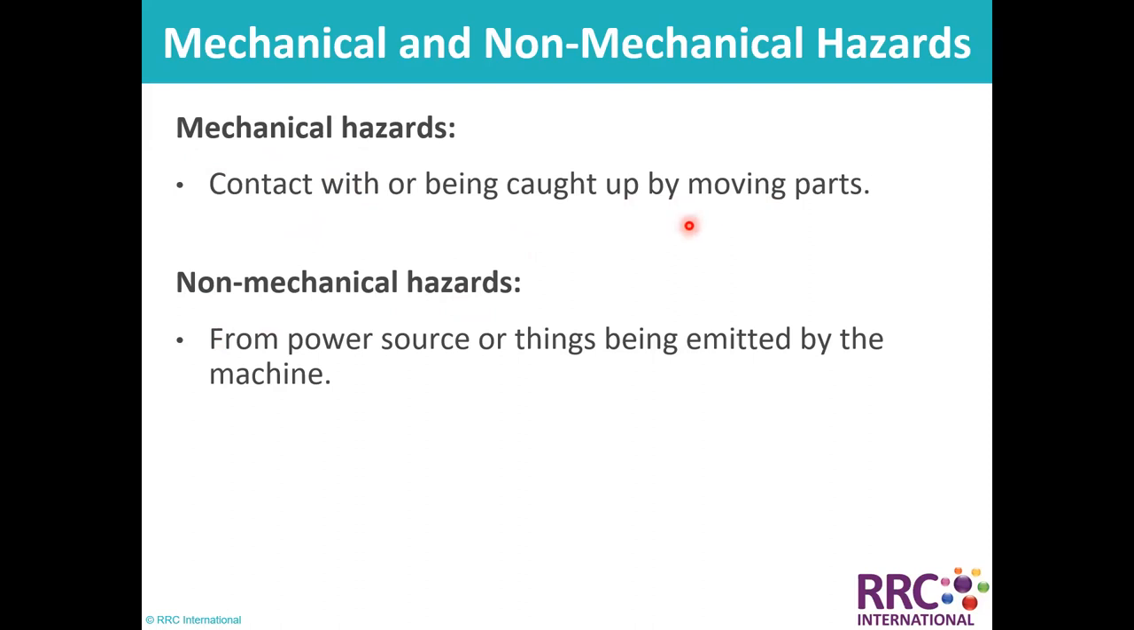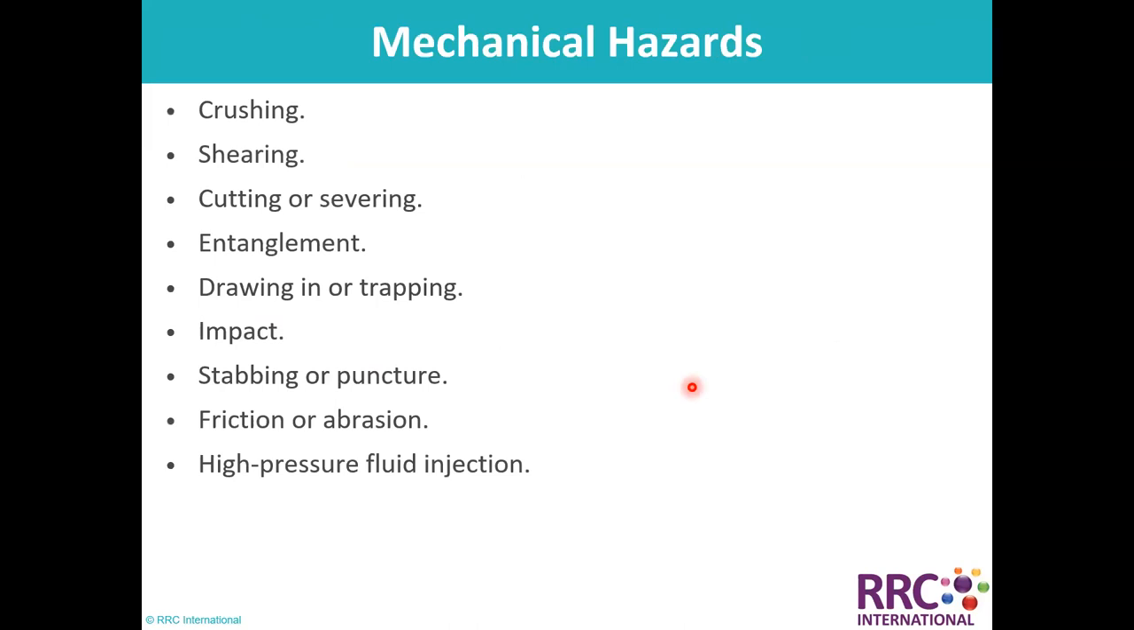Okay, so guys, this is very important to know the difference between mechanical hazards and non-mechanical. Whatever hazards are arising by the moving parts of the machine, we call it mechanical hazard. And all those hazards which are indirectly related or which are not related to the moving part of the machine, we call them non-mechanical hazard. For example, hazards from power source, okay, or whatever things are being emitted by the machine. Examples of the mechanical and non-mechanical hazards we are going to discuss.